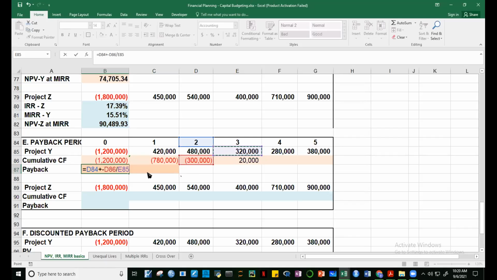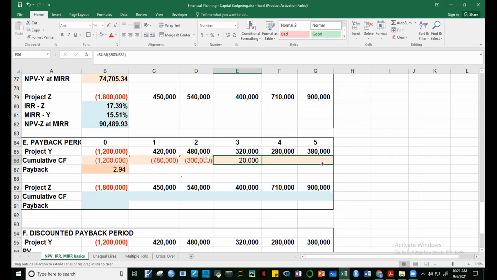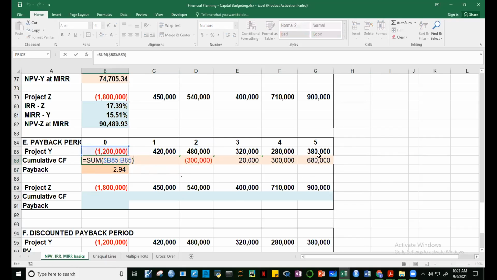Okay, so enter natin. So it's around 2.94 years bago natin ma-recover yung initial investment natin. Ang tawag dyan guys, payback period. Okay. So pause muna ako, guys. Pause muna ako. And get the cumulative cash flow. We can actually copy this to the right. So paki-chat na lang guys kung okay na both yung cumulative cash flow and the payback.